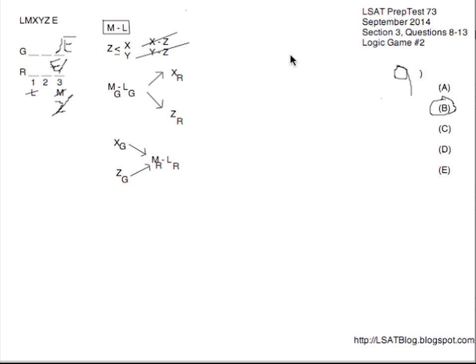Another way you could deal with it would be to make two different main diagrams, one with E on gold 3 and one with E on rows 3. That's another way that you could address this issue. I'll just leave it blank, but that's just something you could think about if you want.